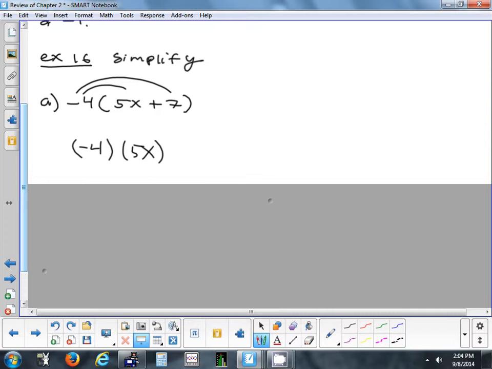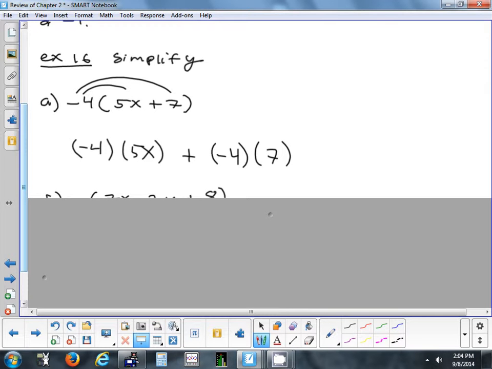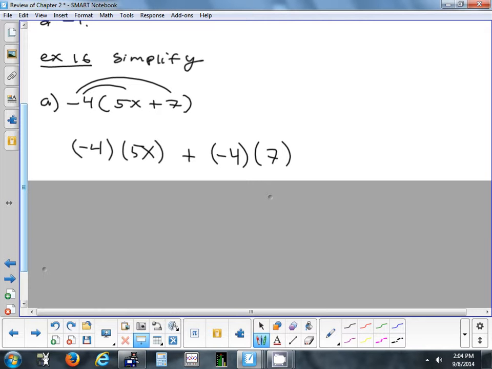I had a plus up here. I'm going to copy that same symbol. I'm going to use the plus right there. What's the next thing I've got? 7. Not 7, we need something else. -4 times 7. Now we got to combine like terms, do out the arithmetic. -4 times 5 is -20x. And then there's -28.